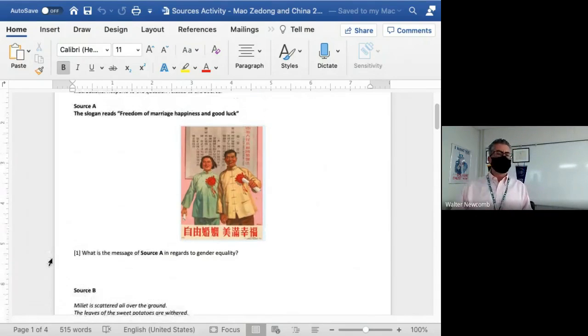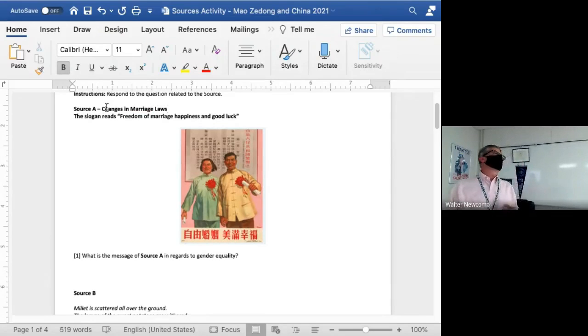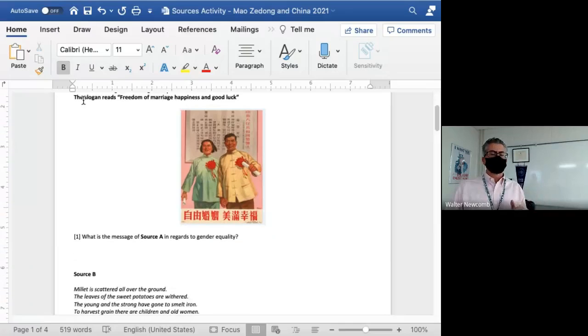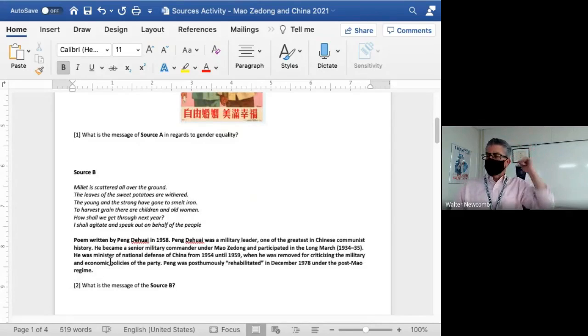We have here about five sources. The first source is about changes in marriage laws. Again, remember when we go through, the first thing we tend to do is look at what the sources are, so when we go back, it can help give us some context. The second source is a poem, and to help get an understanding of what this source is about, we look at this little nugget of information. That was a poem written by Peng, and Peng was a pretty prominent military leader. What we see here is he's going to criticize economic policy. So this poem is going to be about the Great Leap Forward. All right, make sure I spell things correctly here.